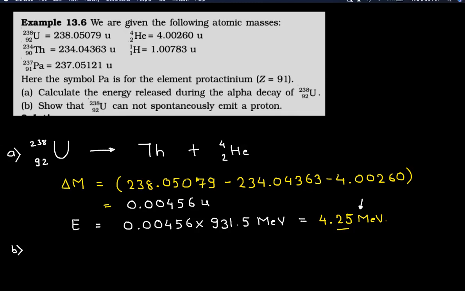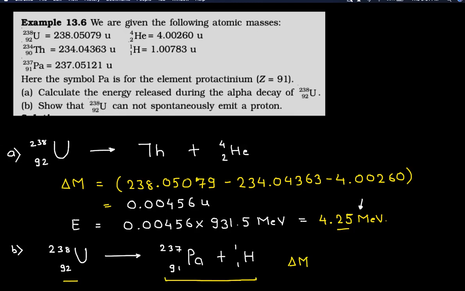What is the mass defect in the B part? If uranium-238 emits a proton, what will happen? It will become 237 and 91. It will become protactinium plus proton. Mass defect is how much over here? Mass of uranium minus mass of Pa plus H, how much is it? Calculate. How much is it, the mass defect? Negative, right? Minus 0.008.